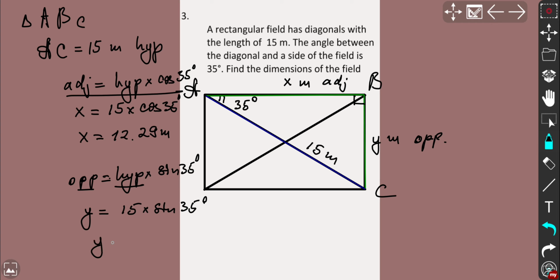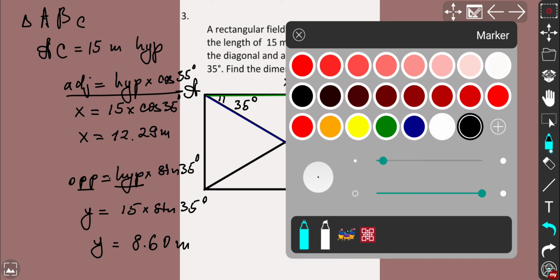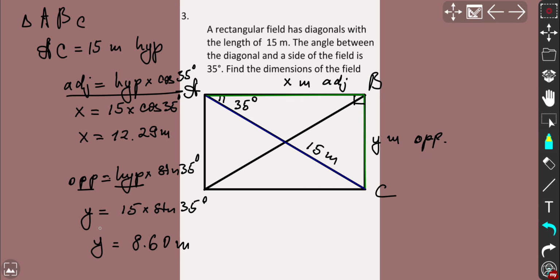So y is simply 15 times sine of 35, and that's going to be 8.60, to 2 decimal places. In both cases we have 2 decimal places, and that's the answer for the question.